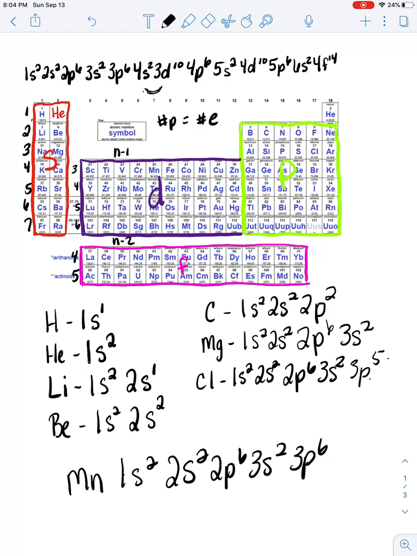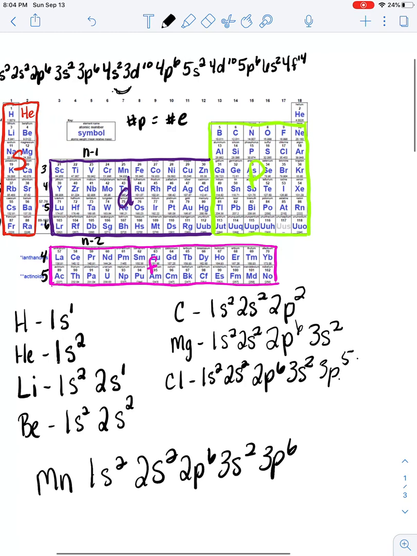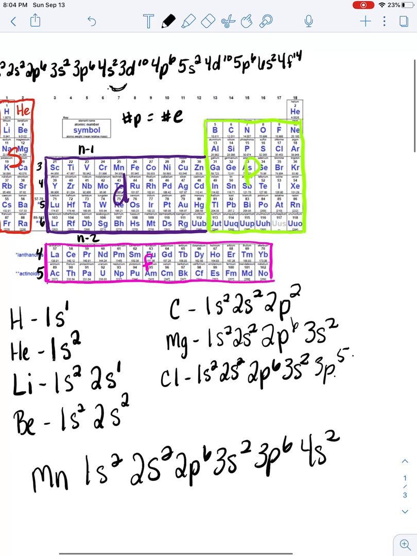Now, when we get to the fourth row, it gets a little bit confusing. Now, we're going to do 4s2 because we're on the fourth row. Now, notice that I have a 3 written right here, and then you see where I have n minus 1. The D block goes down after 4s2, and if you look up here, you're going to go to 3d. So we're going to do 3d. So 1, 2, 3, 4, 5. 3d5. And then if you add it up, we should get 25.